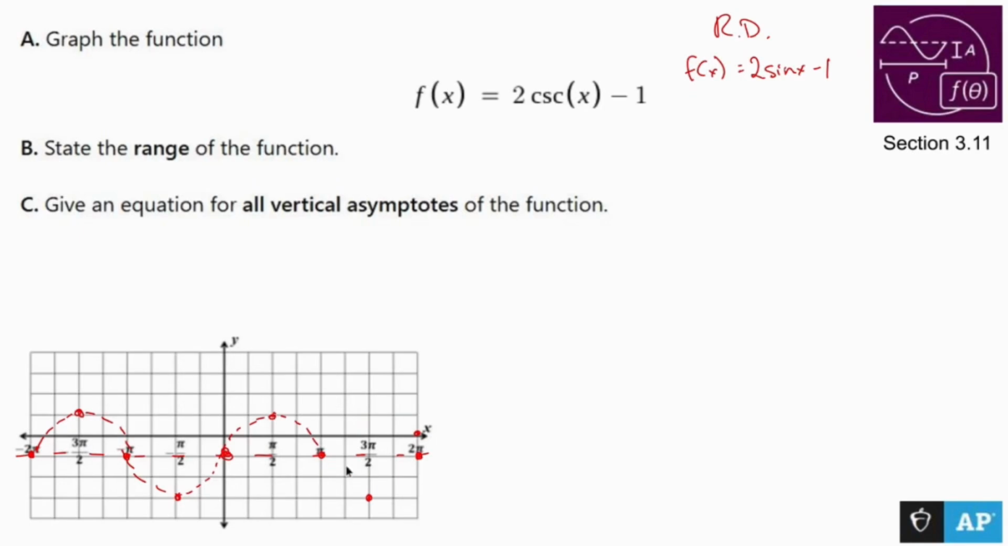Now, the way you draw one of these functions, secant or cosecant, is you use that as a rough draft. Anytime the rough draft hits a midline, that becomes a vertical asymptote for the actual secant or cosecant function. So I'm going to draw a vertical asymptote through each of these inflection points, like that.